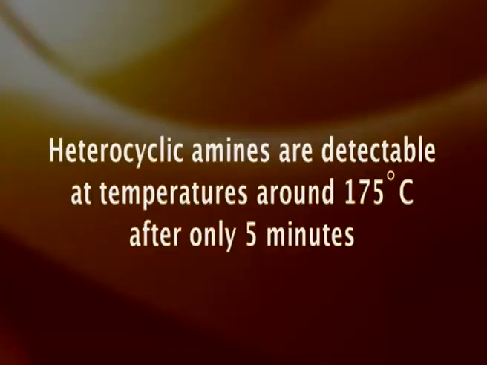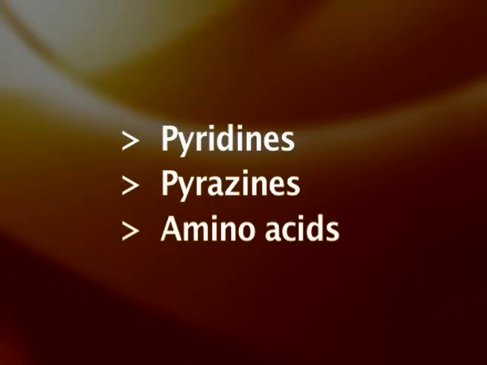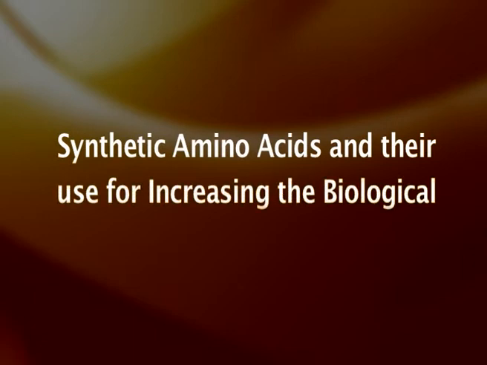A model experiment directed at processes in meat shows that heterocyclic amines are detectable at temperatures around 175 degrees centigrade after only 5 minutes. It is assumed that they are formed from creatinine. Subsequent products of the Maillard reaction are pyridines, pyrazines, and amino acids. Many mutagenic compounds of amino acids and proteins can also be formed at lower temperatures.